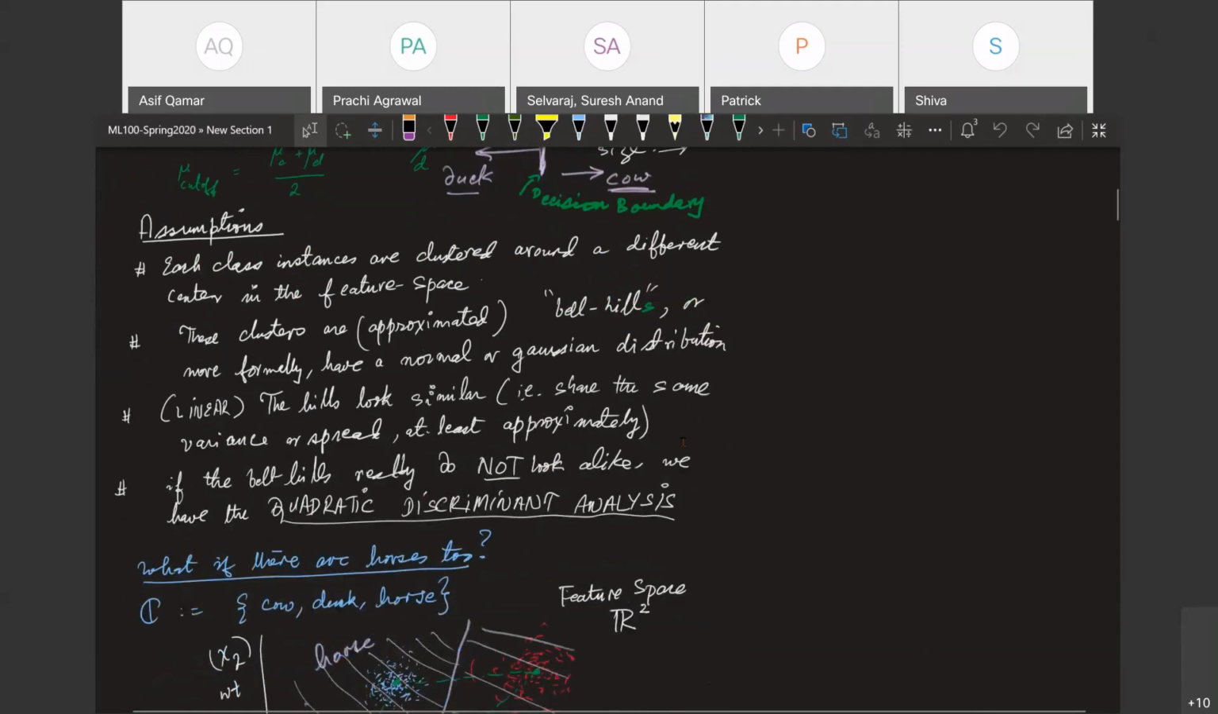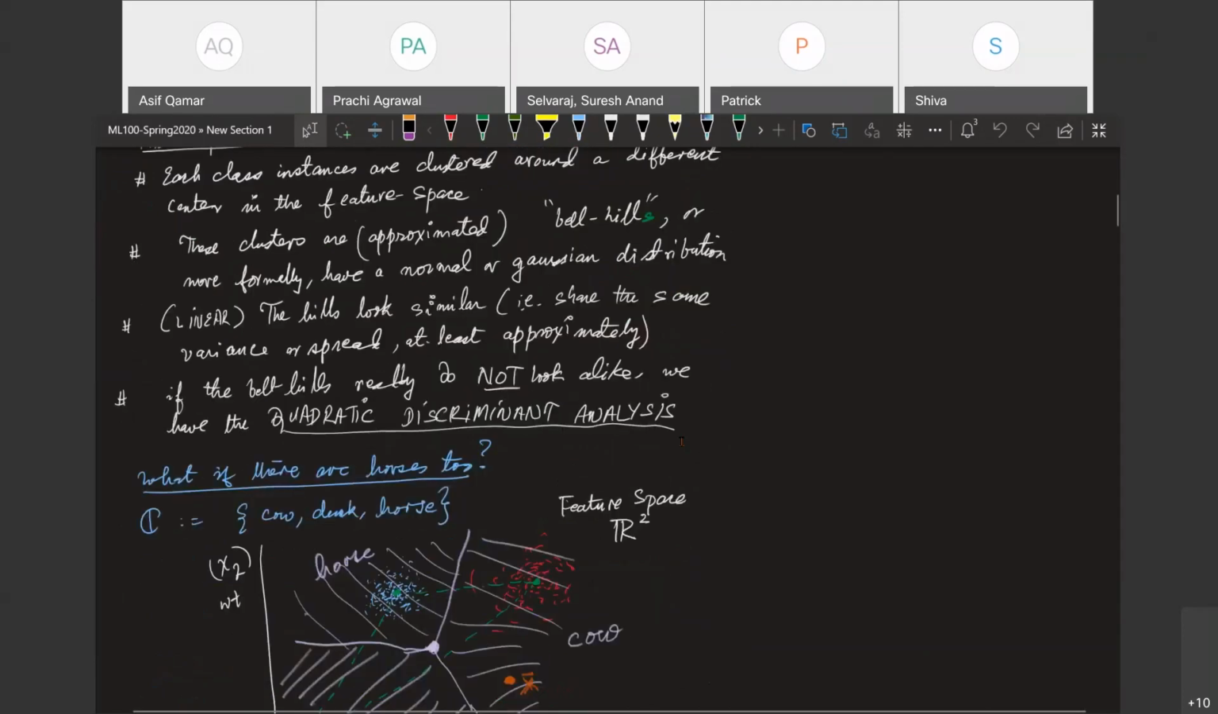So what were the assumptions of discriminant analysis? Each class's instances are clustered around a different center in the feature space. These clusters are approximately bell hills, or more formally, have a normal or Gaussian distribution. And we can do linear discriminant analysis if we can say the bell hills look more or less alike. They just happen to be at different places in the feature space. Alike in what sense? In terms of their variance, how much variance they have in one dimension, and two dimensions, called the covariance matrix. But okay, let's stay with the word variance for now.